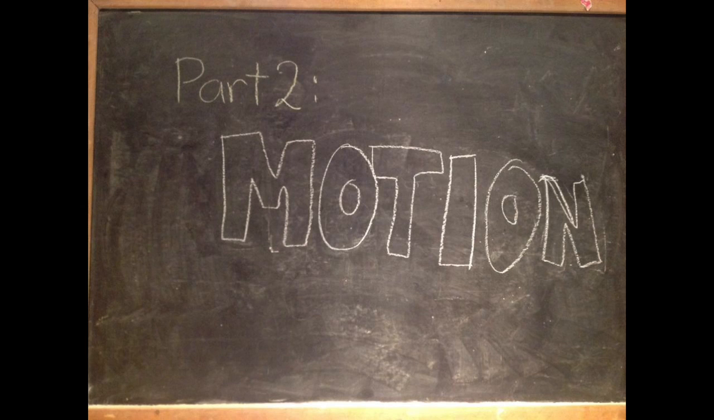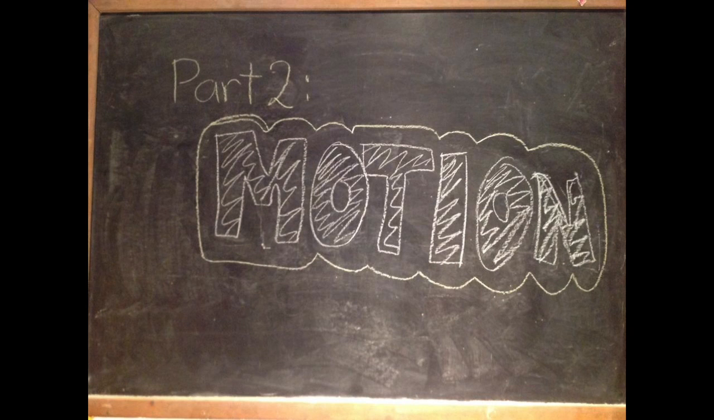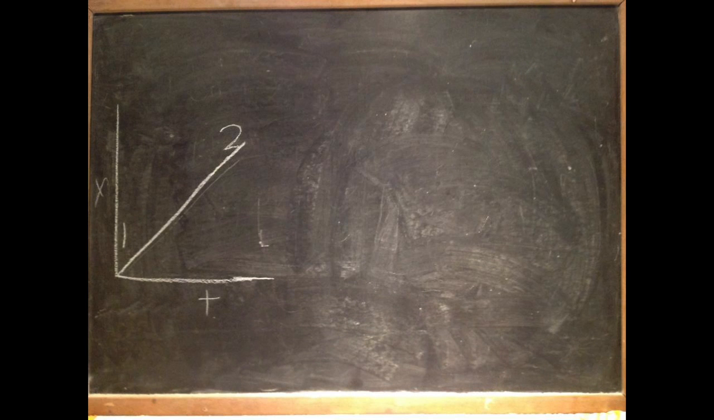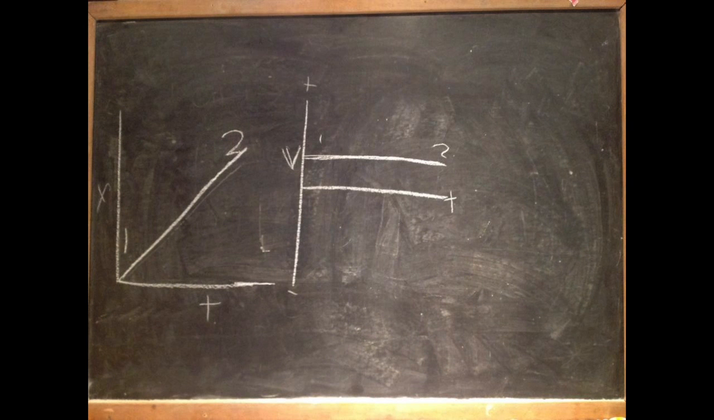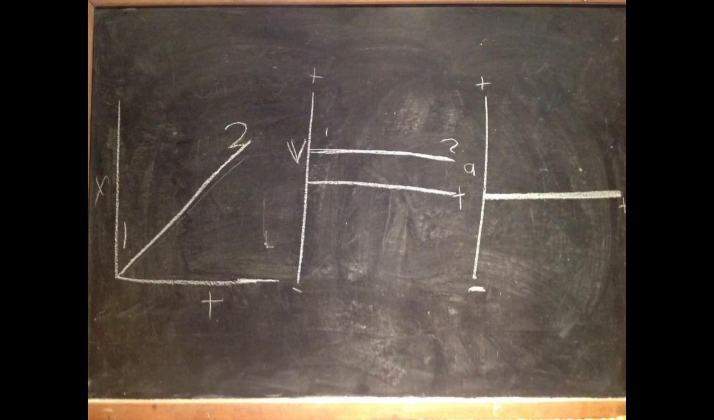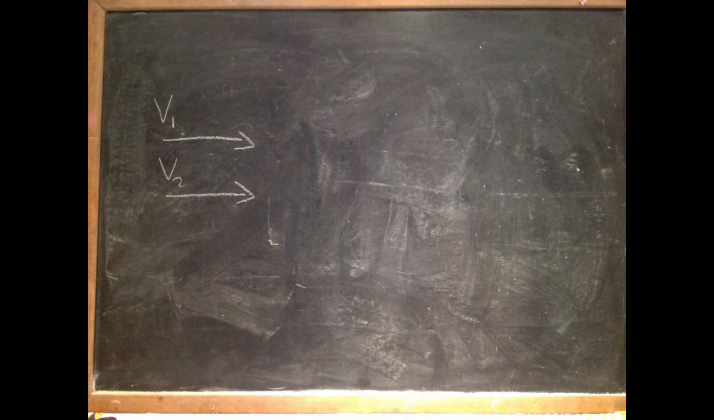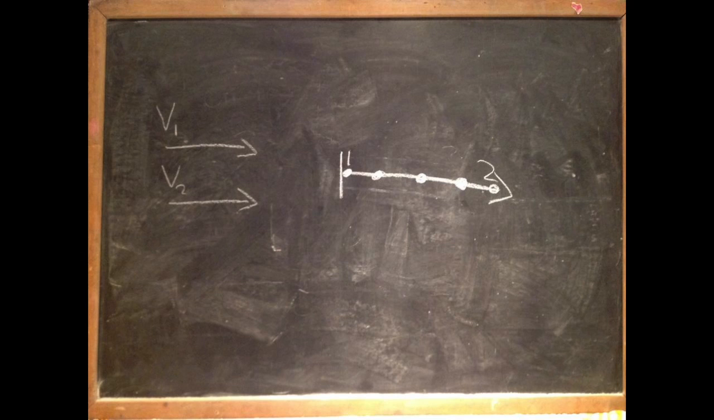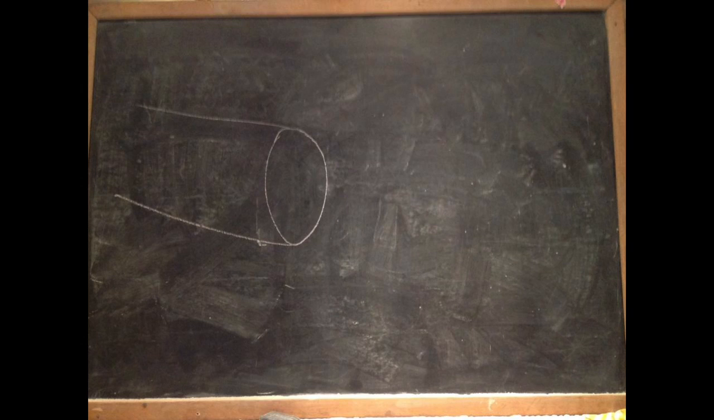That brings us to part 2, motion. As we discovered in the last part, blood travels at a constant velocity away from the heart. This is displayed in our position time graph, our velocity time graph, and our acceleration time graph. It is also displayed in our velocity vectors, which are equal, and our motion diagram, in which all our points are separated by equal intervals.